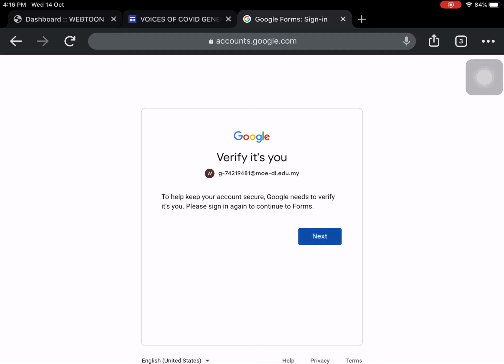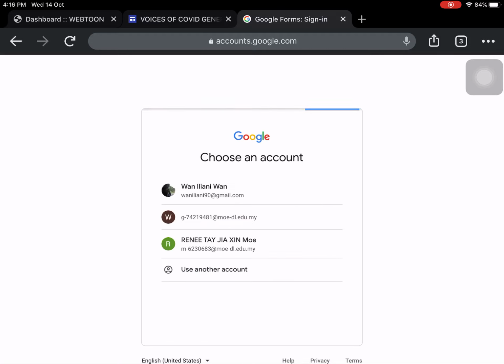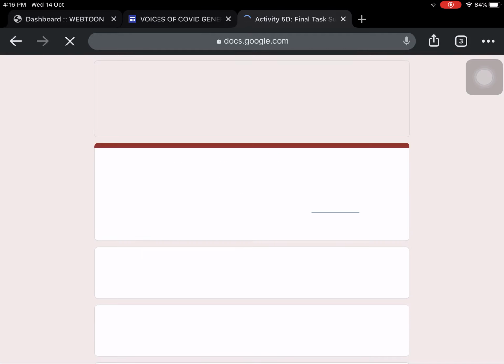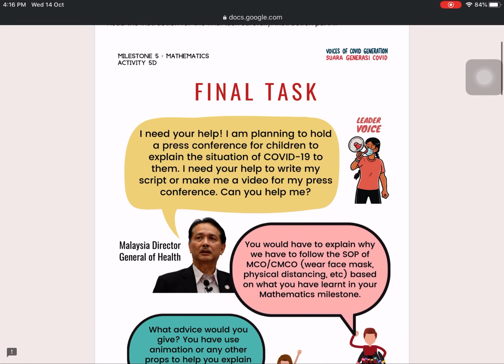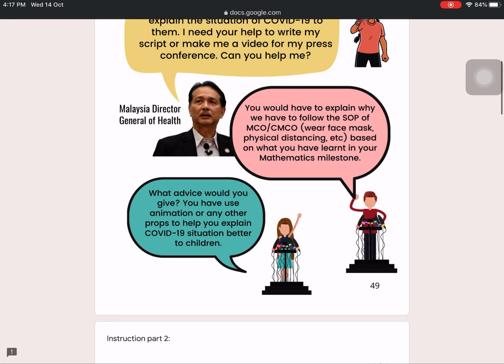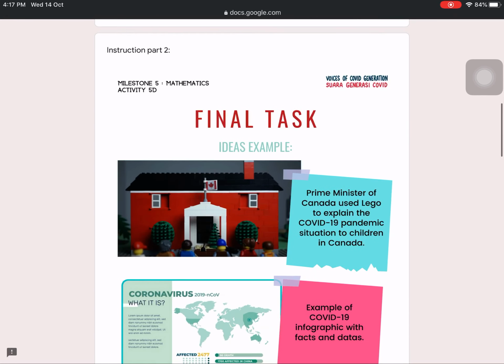Okay, let's go through this again. Please be patient with me. Okay, 5D. Final task. You can read through the same information again. Final task.